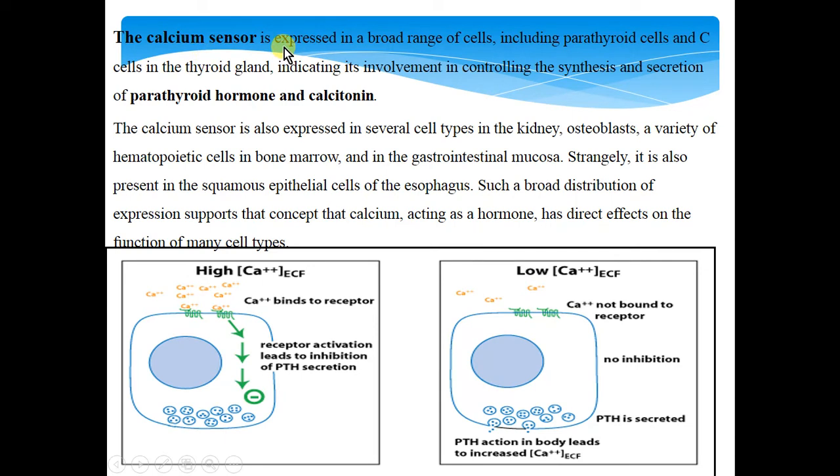The calcium sensor is expressed in a broad range of cells, including first the parathyroid cell, and second the C cell of the thyroid gland, which secretes calcitonin, indicating involvement in controlling synthesis and secretion of parathyroid hormone and calcitonin. The calcium sensing receptor is also expressed in several cell types, including kidney, osteoblasts, bone, a variety of hematopoietic cells in the bone marrow, and the gastrointestinal mucosa.